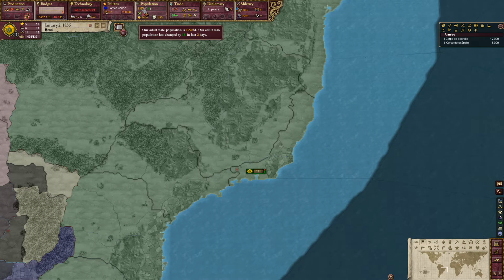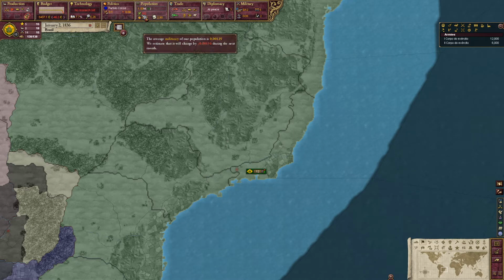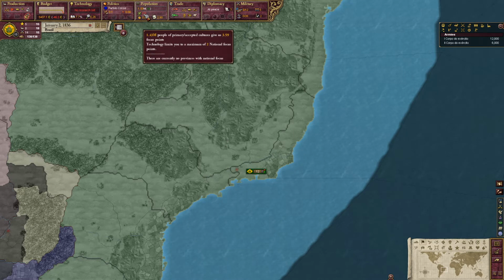So of our population of 1.5 million, 1.43 million of them are either Brazilian or Afro-Brazilian. And every 400,000 population you have of a primary or accepted culture gives you a national focus point. So right now we have 3.59 focus points.